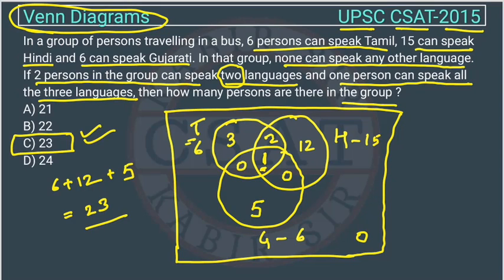So this is the answer, right? Because outside is 0, otherwise we will add this also, but in this question they have given that there is no other person who speak any other language, right?